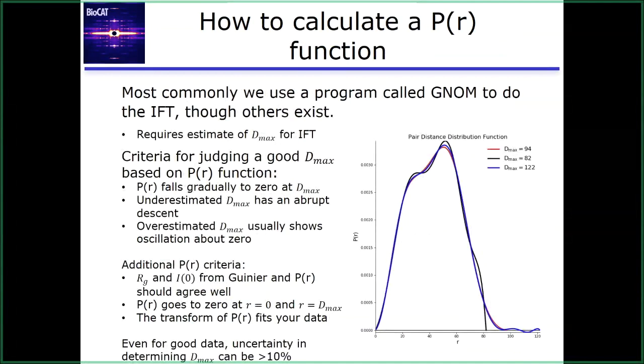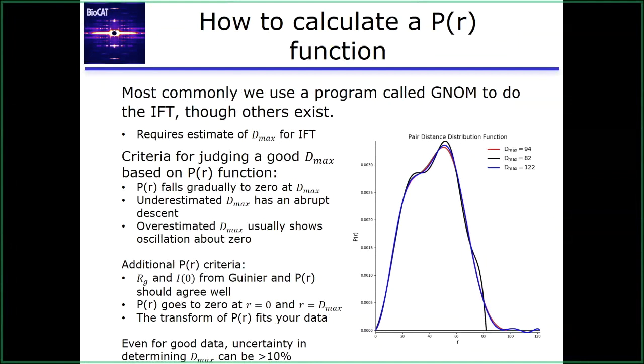Most commonly, to do this, you'll use a program called GNOM, which is in the ATSAS package. Other programs do exist, but I'm going to focus on that just because it's the most common one. This program, like many of them, requires an initial estimate for the Dmax of your inverse Fourier transform, of the P of R function. And so a lot of the art of getting a correct P of R function comes down to picking a good Dmax. The criteria that we use for Dmax is basically looking at the P of R function and saying, does it look right? That's a little bit of an odd thing to say, but I'll talk about what that means.